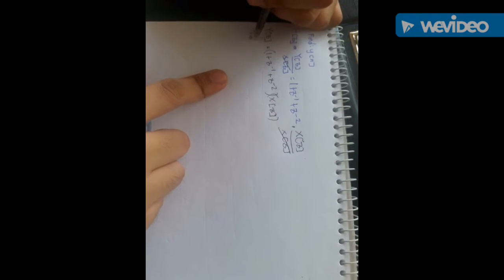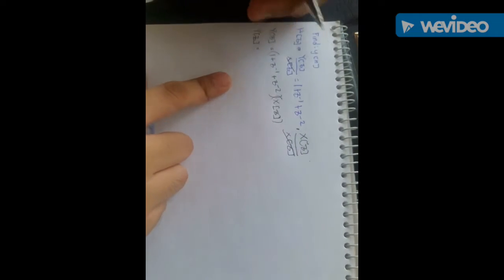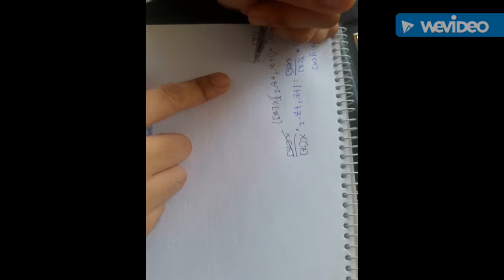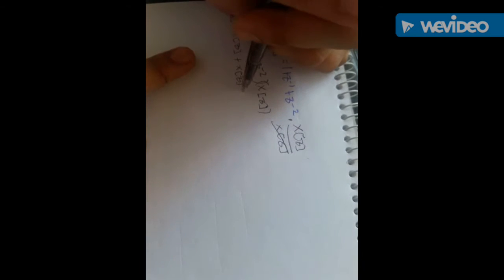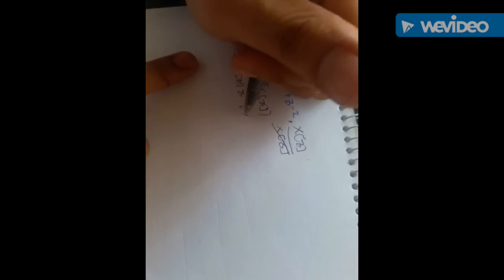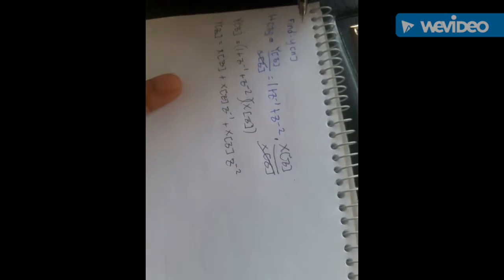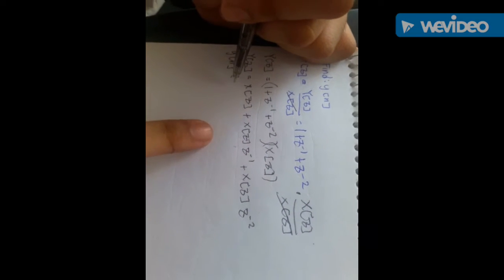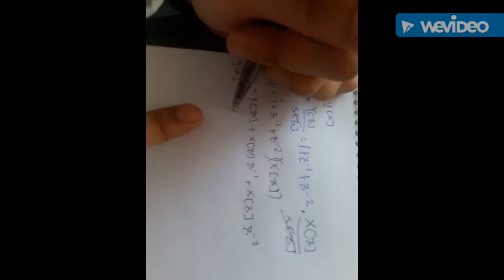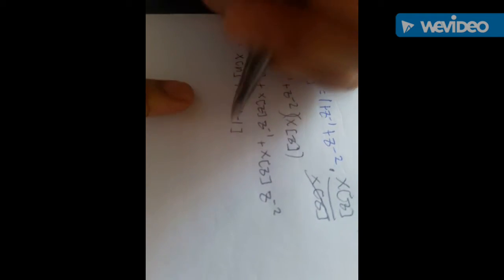Simplifying, X of z plus X of z negative 1 plus X of z negative 2. We're only searching for y of n, so we can now directly inverse it. So we have x of n, and x of n with a delay of 1, and x of n with a delay of 2.